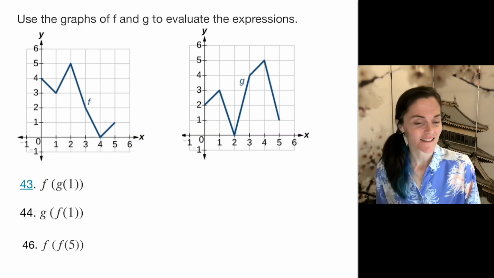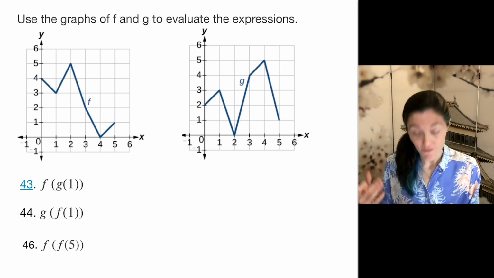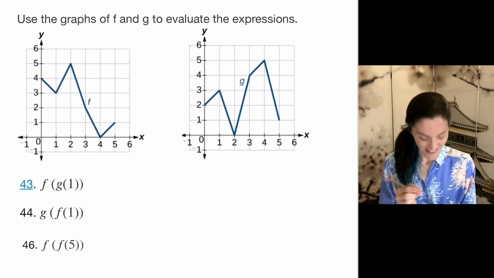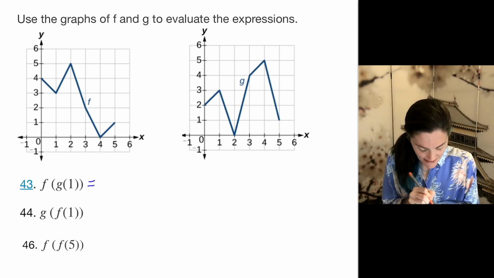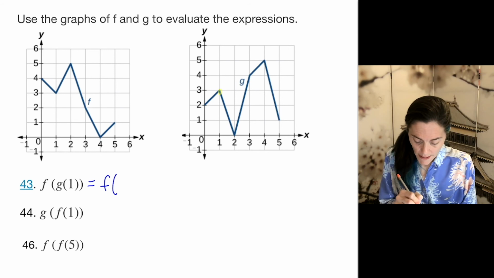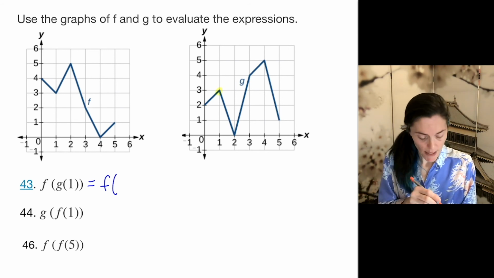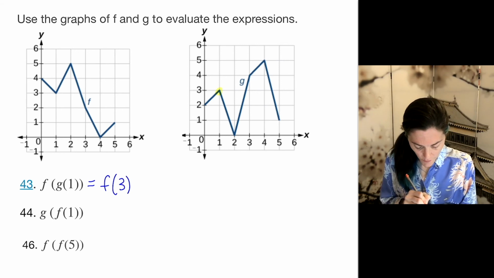Here's our last few problems. These are really fun. We're using the graph to evaluate composite functions. This is fantastic. So, first, we need to look at the graph of g here. G of 1, well, here's the point on the graph. G of 1 is 3. So we want f of 3.